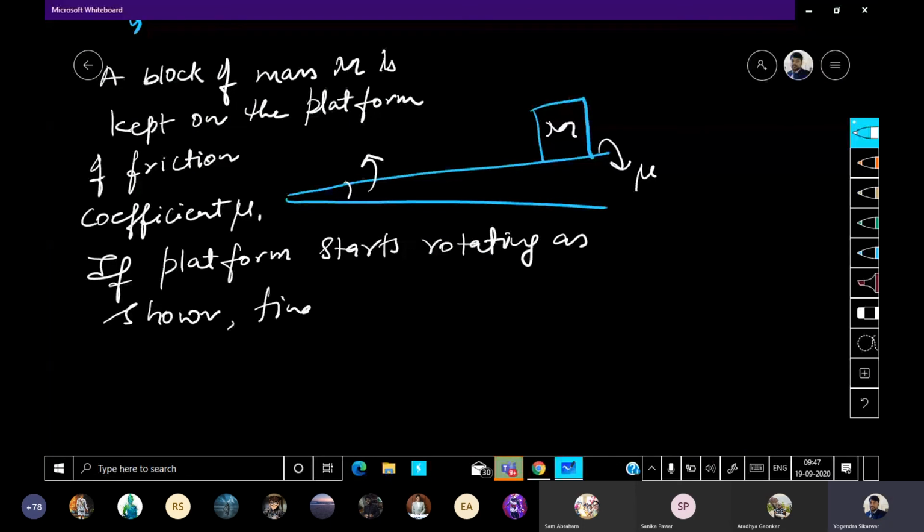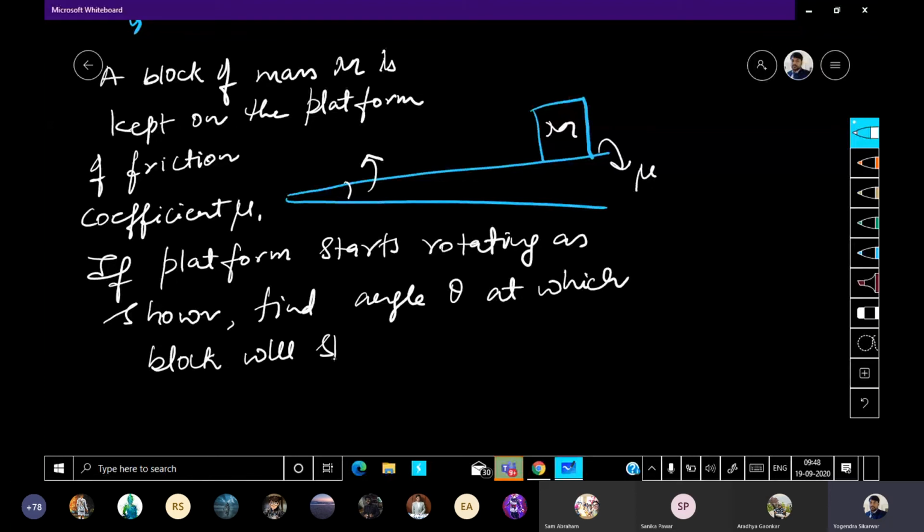find the angle theta at which the block will start sliding. Block will start sliding. So please find, everyone.